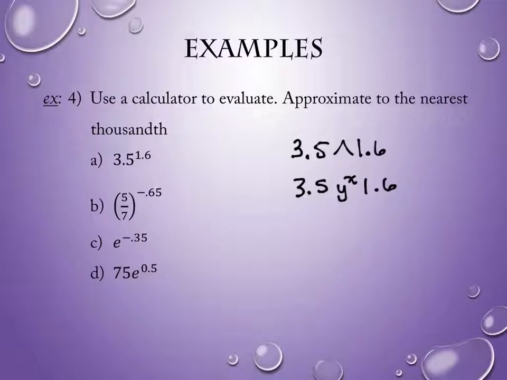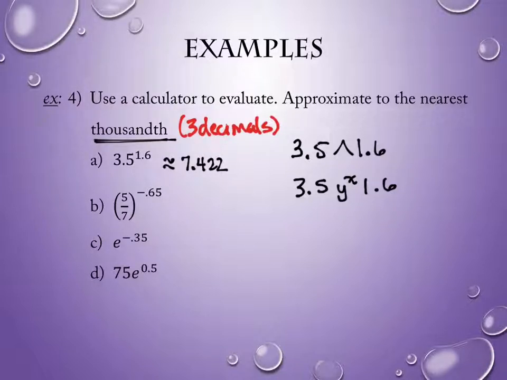And we're approximating here to the nearest thousandth. What does thousandth mean? 3 decimal places. Yeah, 3 decimal places. Cool. All right, so on the first one, if you type in your calculator 3.5 and raise that to the 1.6, what do you get approximately? Okay. If you are getting something different than that, let me know right now and we can see what's going on with your calculator. Is that okay with everyone?